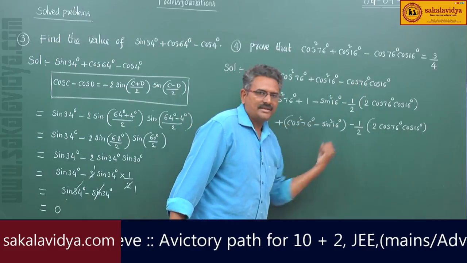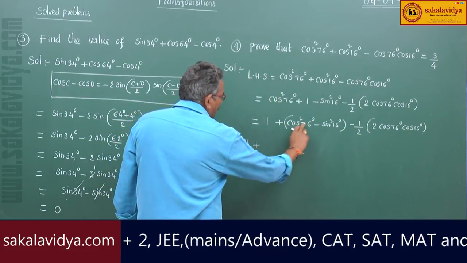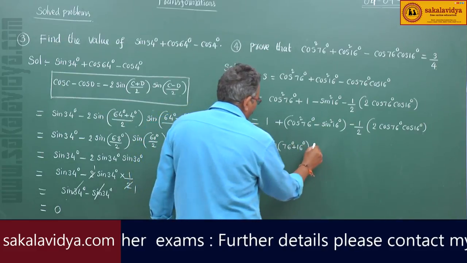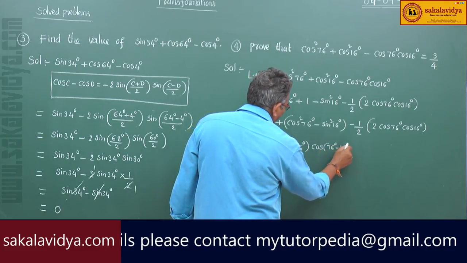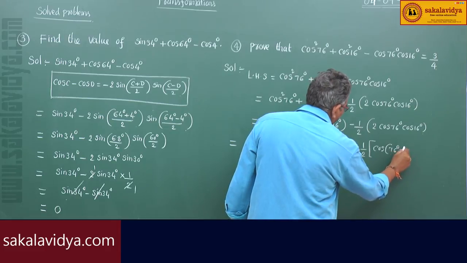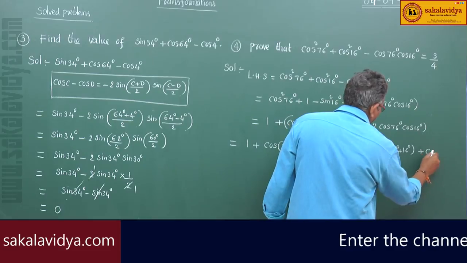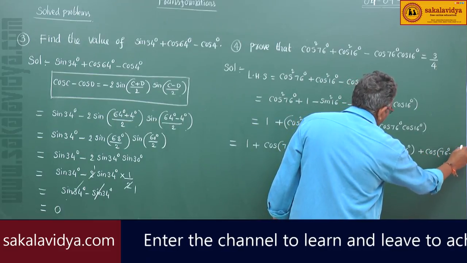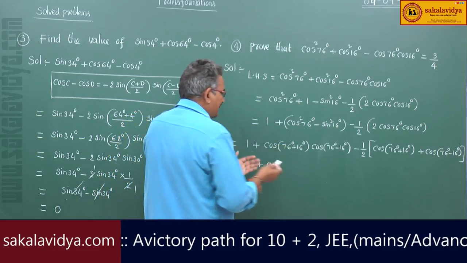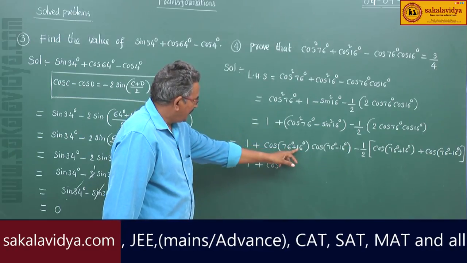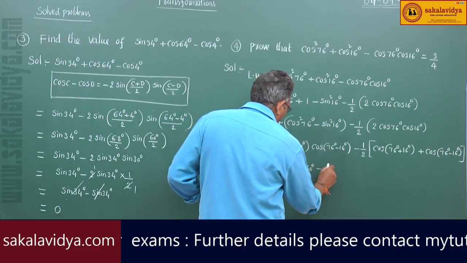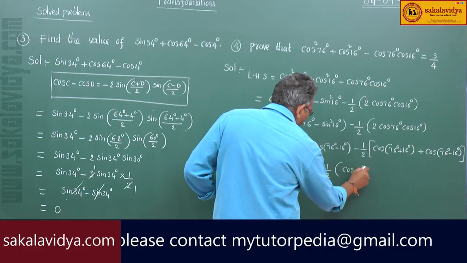Simultaneously, these two values let us write. Now, this equals 1 plus cos square A minus sin square B, that is cos of A plus B into cos of A minus B, cos of 76 plus 16 into cos of 76 minus 16, and minus half times, this will be cos of A plus B plus cos of A minus B, cos of 76 plus 16 plus cos of 76 minus 16. So now 76 plus 16, how much? That is 92, cos 92, am I correct? This will be cos 60 degrees, and minus half multiplied by cos 92 plus cos 60.